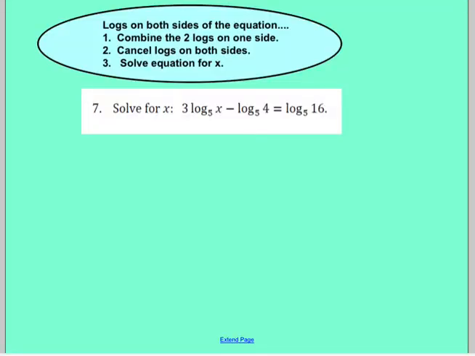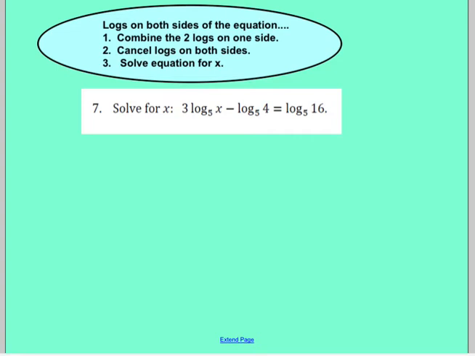Now let's go ahead and look at example 7. This one is a little different. We did some equations earlier, but there were only logs on one side of the equation. In these problems, there are logs on both sides of the equation. So what needs to happen is you need to combine all the logs on one side, and then cancel logs on both sides, and then solve the equation for x. So I think this is easiest if we just go ahead and start working through it.